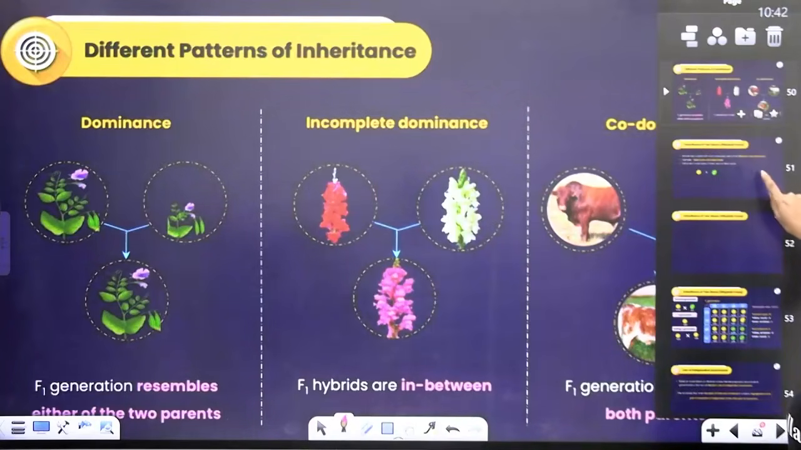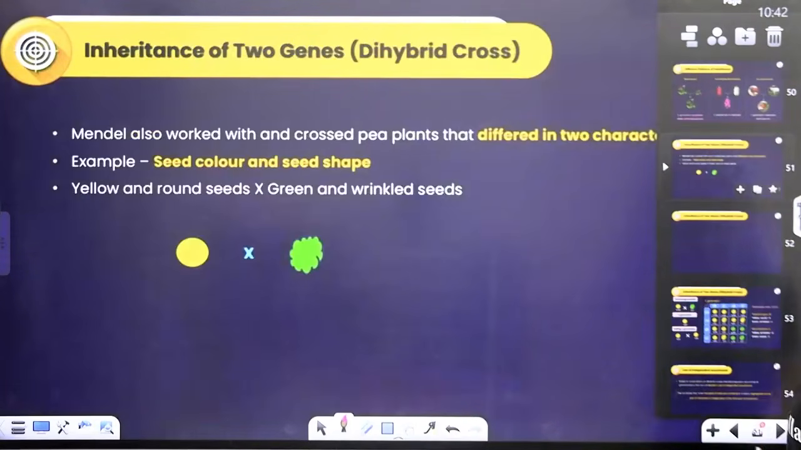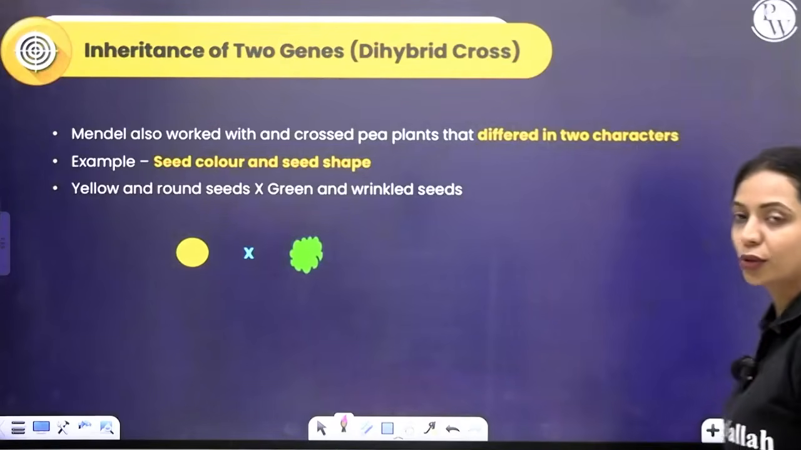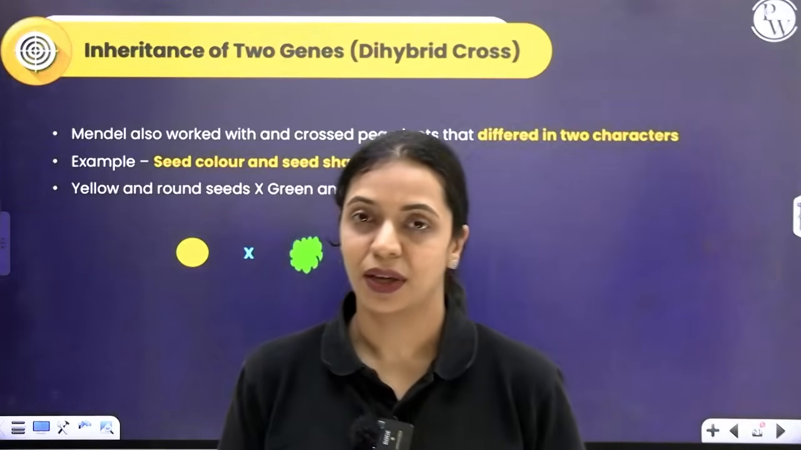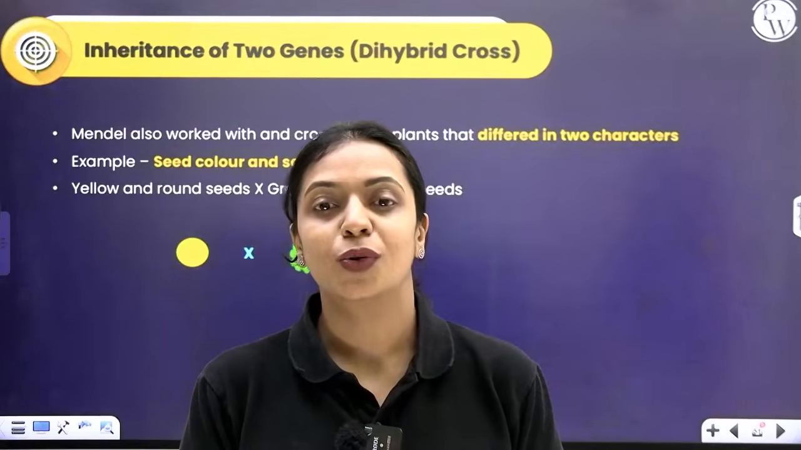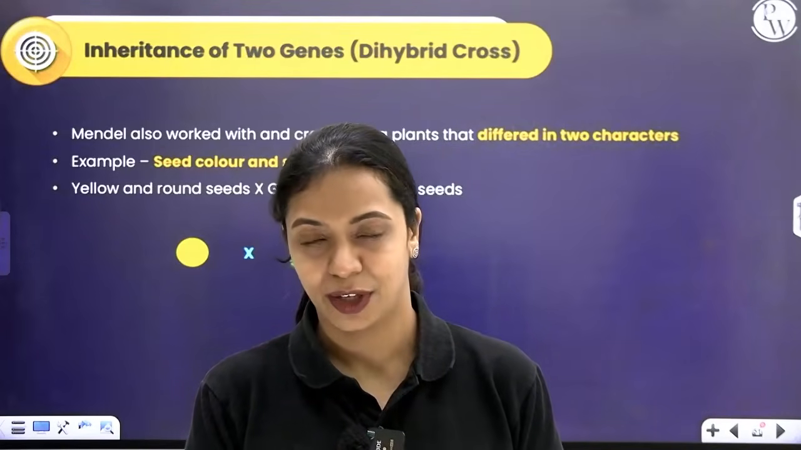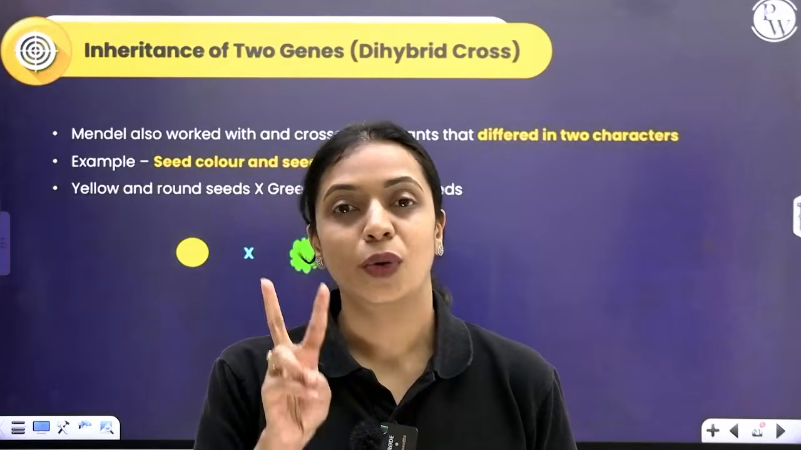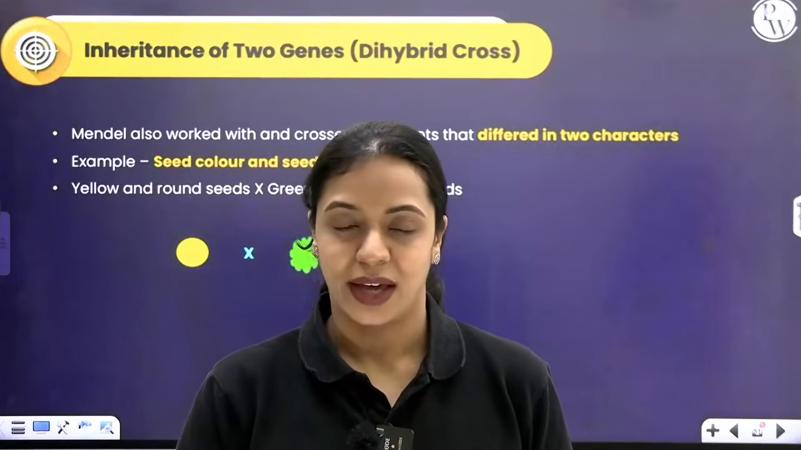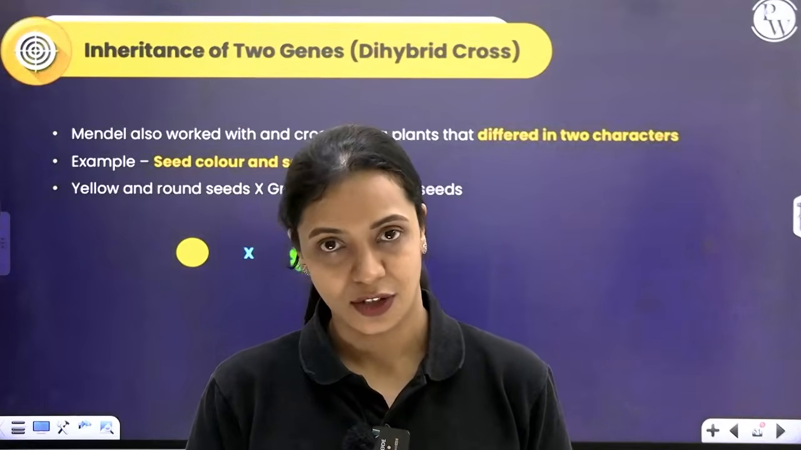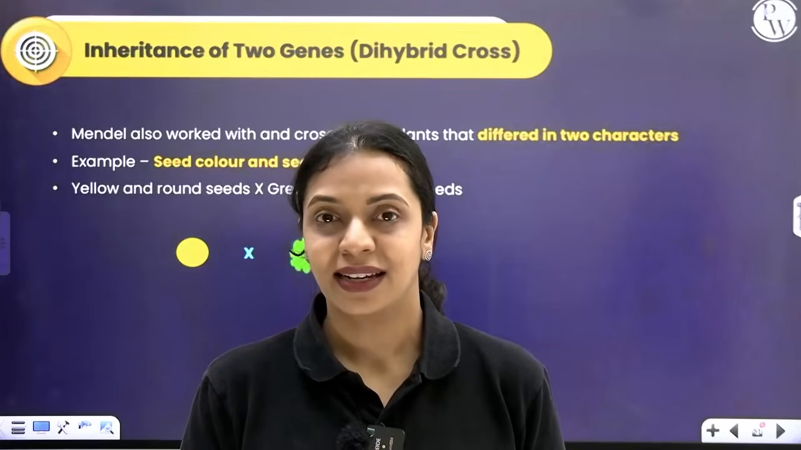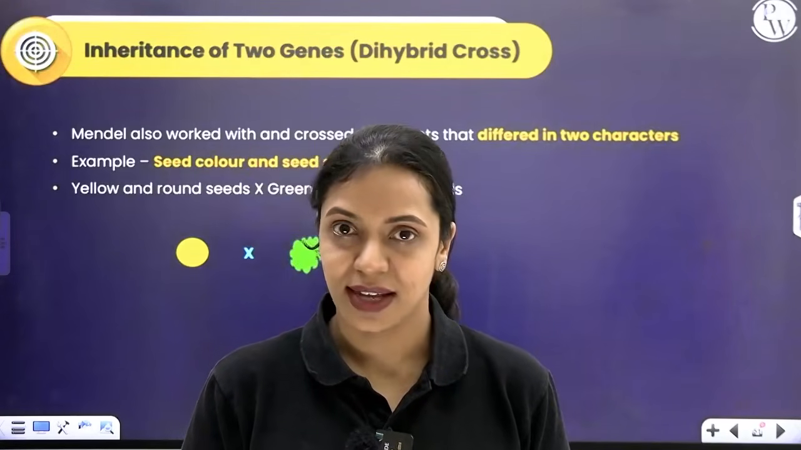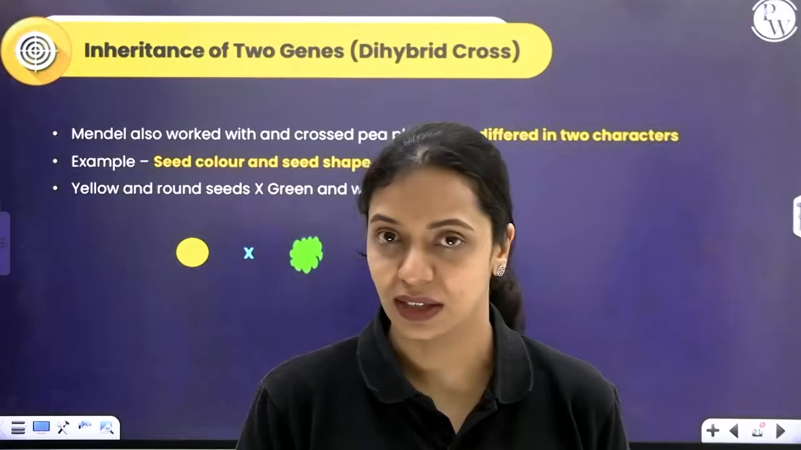Now let's understand the dihybrid cross. Mendel also worked, I told you, with two characters at a time. That is called two gene inheritance or a dihybrid cross. For example, what you're taking here is two characters of the seed. You know, for seed, two characters were there. One is the color of the seed, one is the shape of the seed. In color, yellow is dominant, green is recessive. In shape, round is dominant, wrinkled is recessive.